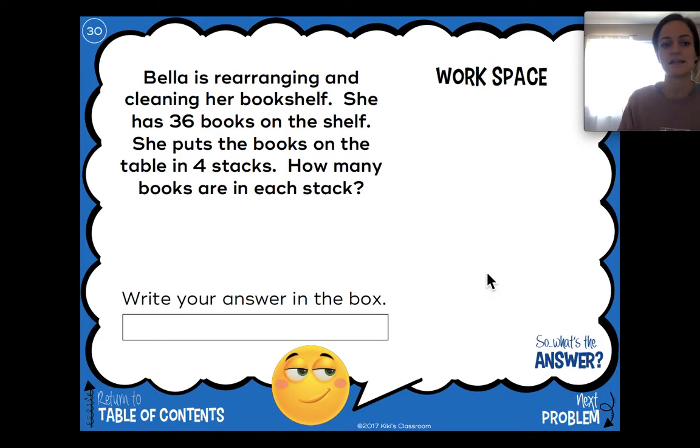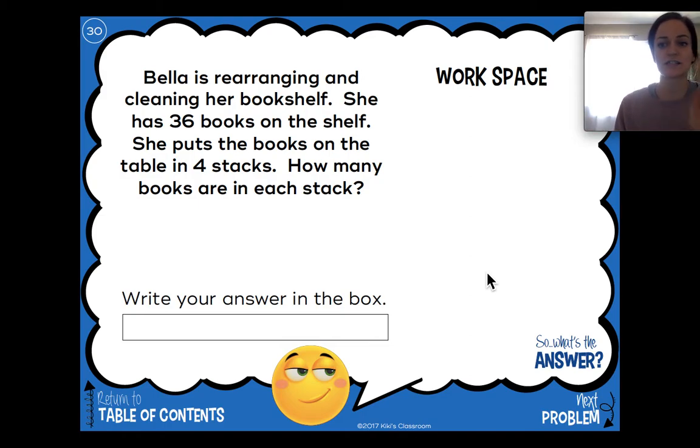All right. Bella is rearranging and cleaning her bookshelf. She has 36 books on the shelf. She puts the books on the table in 4 stacks. How many books are in each stack?